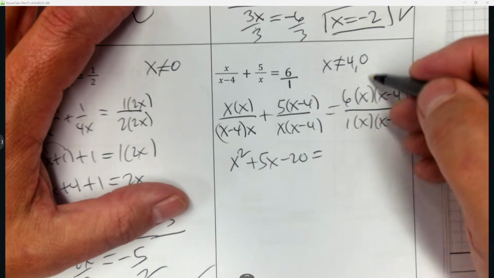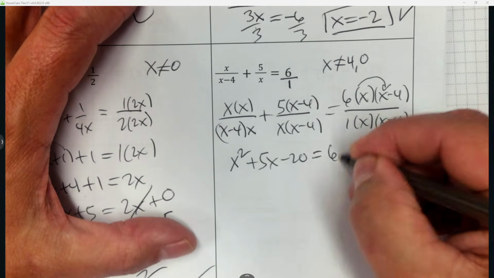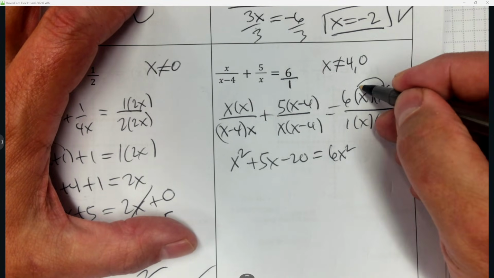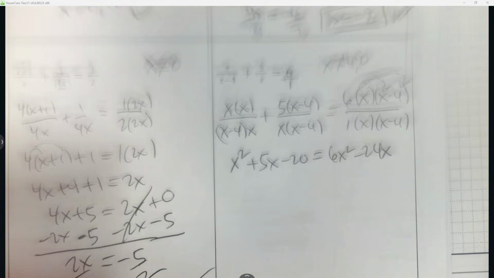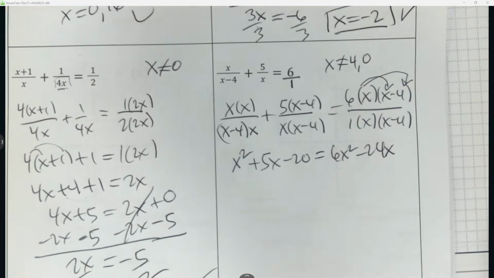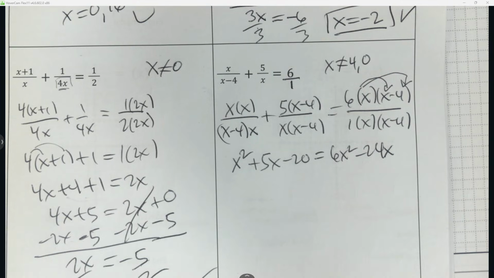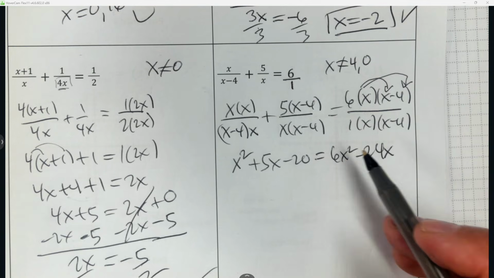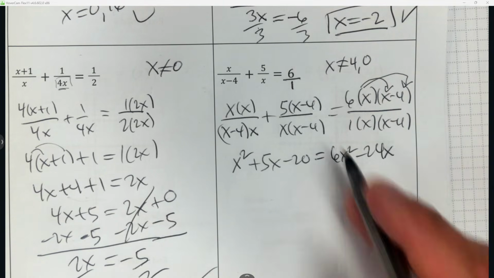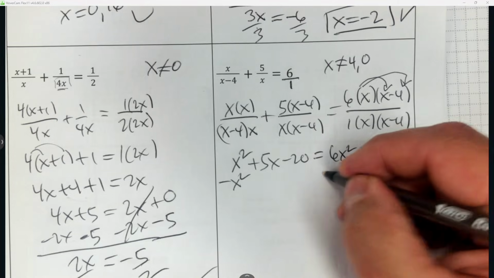Then this is 6x times x. That's 6x squared. And 6x times negative 4, which is negative 24x. So now the parentheses are done. Combine like terms. So I'm going to keep the power term positive. So I'm going to subtract x squared in order to factor it.